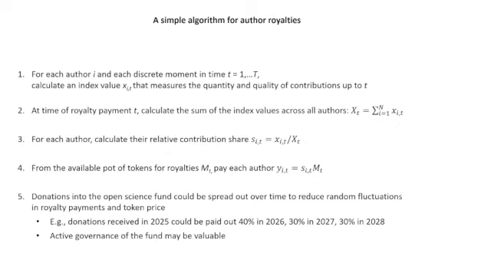And then fifth, donations into the Open Science Fund could be spread out over time to reduce random fluctuations in royalty payments and token price, right? So this is something that you can do mechanically by just programming it. But I actually think that in order for something like that to work well, you probably need an active and smart governance of the fund.